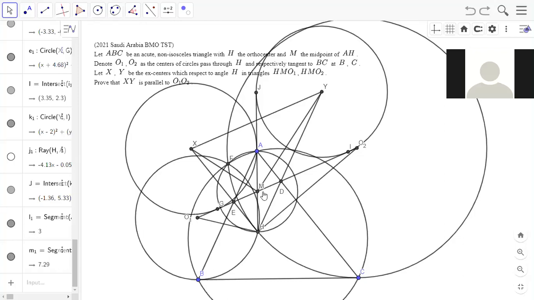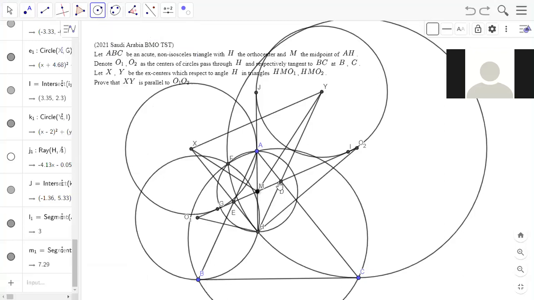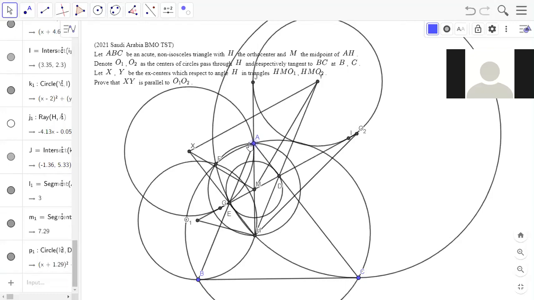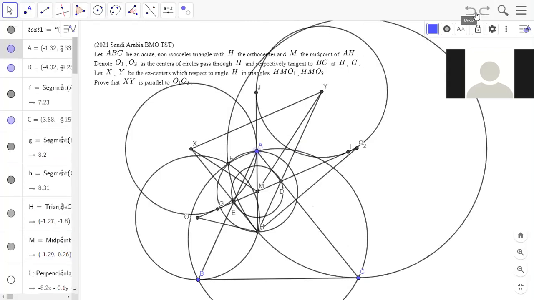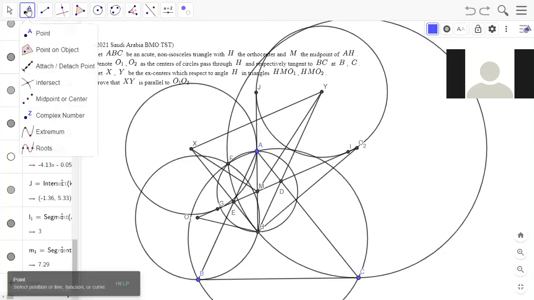I wonder, is M the midpoint of DE? I think it might be. It looks like it. Yeah, pretty sure that's true. So basically, there's a couple things we want to show. We want to show that XH, AB and O1O2 are concurrent, and then the same on this side. And then we want to show M is the midpoint of DE. If we can show that this is the midpoint of XY, then I think that would prove it.